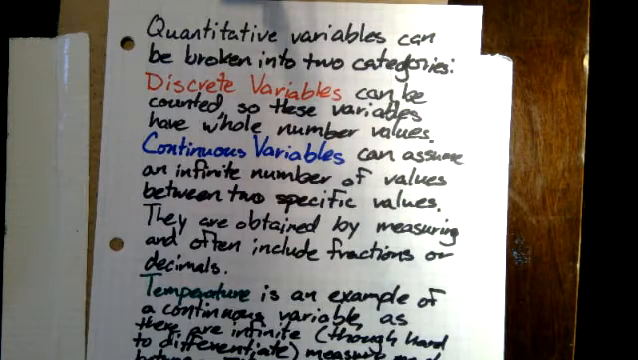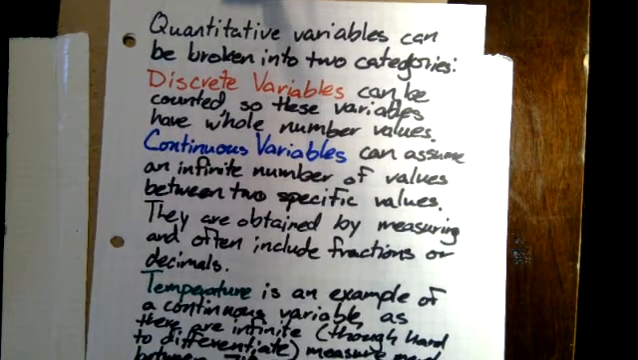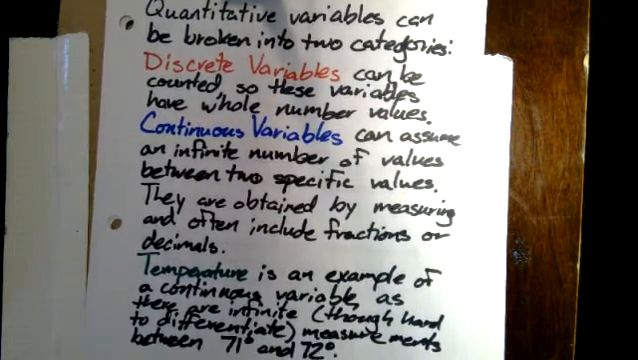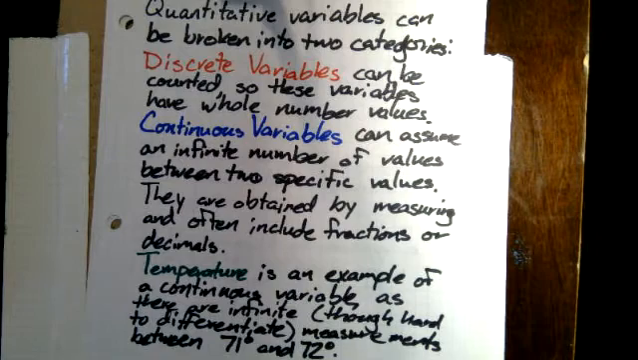Continuous variables can assume an infinite number of values between 2 specific values. They are obtained by measuring and often include fractions or decimals. So, for example, temperature is an example of a continuous variable, as there are infinite, though hard to differentiate, measurements between just 71 and 72 degrees.